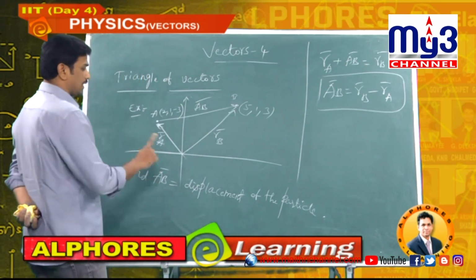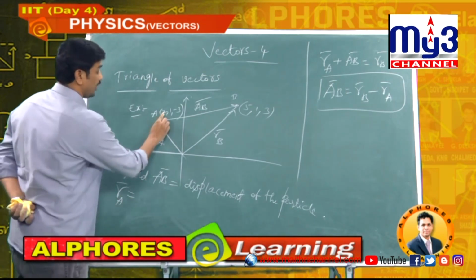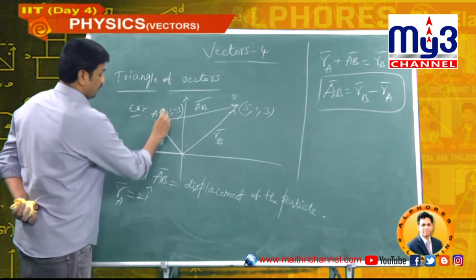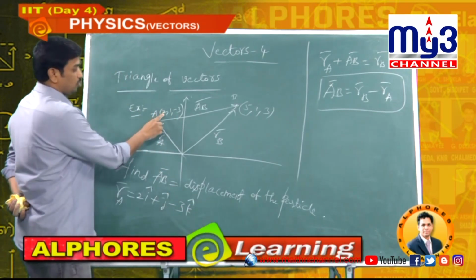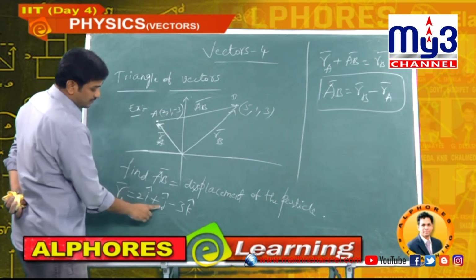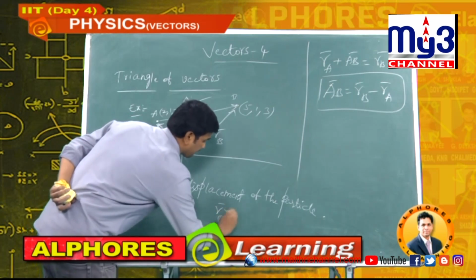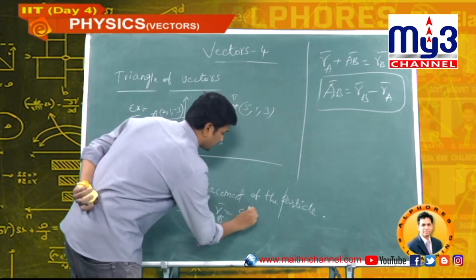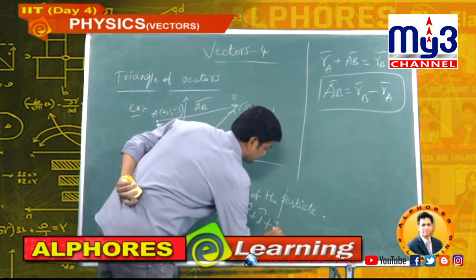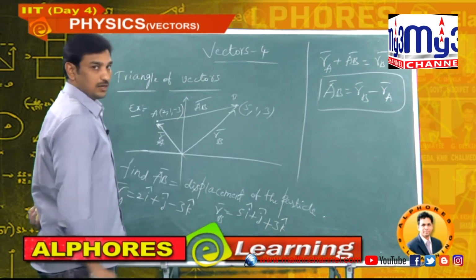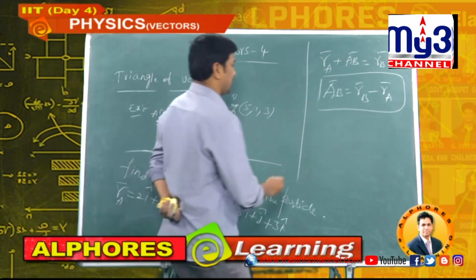Now how to calculate RA bar and RB bar? See, RA bar: 2 along the x axis, 1 along the y axis, minus 3 along the z axis. Now RB bar: 5 along the x axis, 1 along the y axis, 3 along the z axis. Now we know the values of RB bar and RA bar. Can we substitute there? Yes, we can substitute.